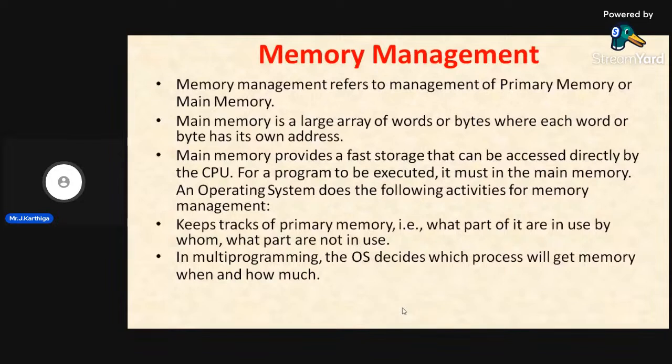So what is the purpose of memory management? It refers to management of primary memory or main memory. The main memory is a large array of words or bytes where each word or byte has its own address. Main memory is RAM. It provides faster storage that can be accessed directly by the CPU. In multiprogramming, the OS decides which process will get memory, when, and how much.